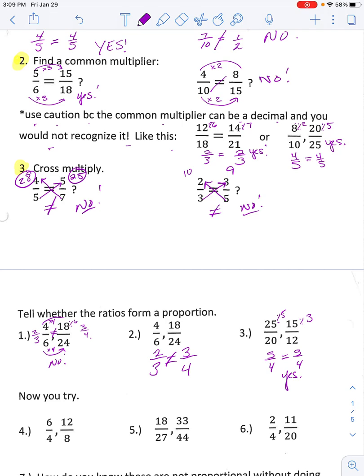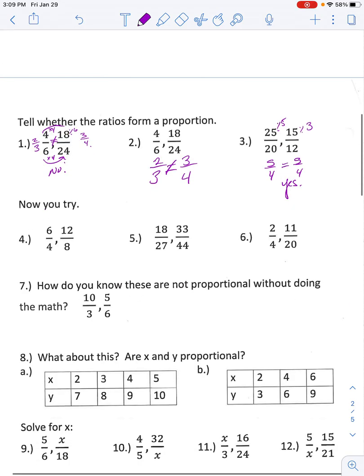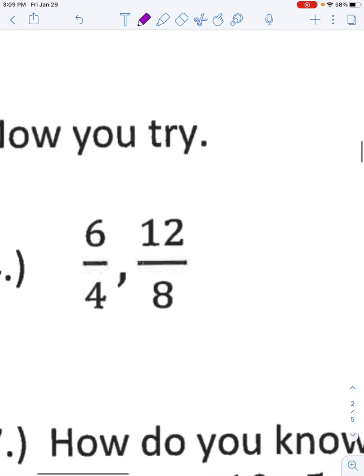Do 4, 5, and 6. Don't just give me a yes or no. I want to see you simplifying, or I want to see your cross products, or I want to see your common multiplier. Do not just give me a yes or no. Show me your thought process.